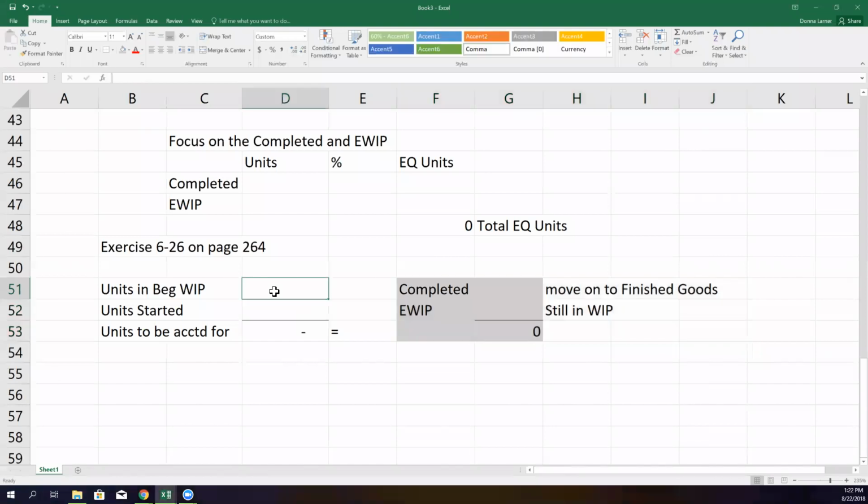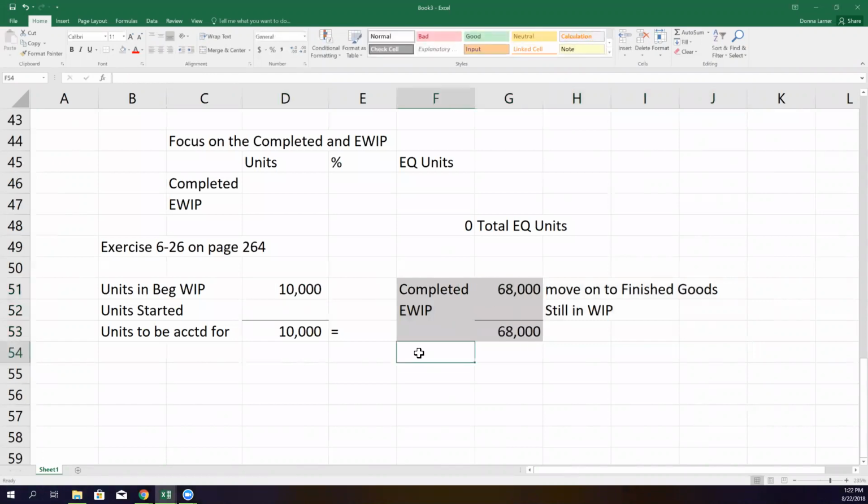So the problem says, in process at October 1st are 10,000 units. Then it says completed and transferred out, 68,000. In process at the end, 20,000. So again, they gave me 3 out of the 4. I know these two have to equal, so this has to be 78,000 so that the total can become 88 and those two can equal. While it's nice that I was able to come up with that number, all I really want is this here.